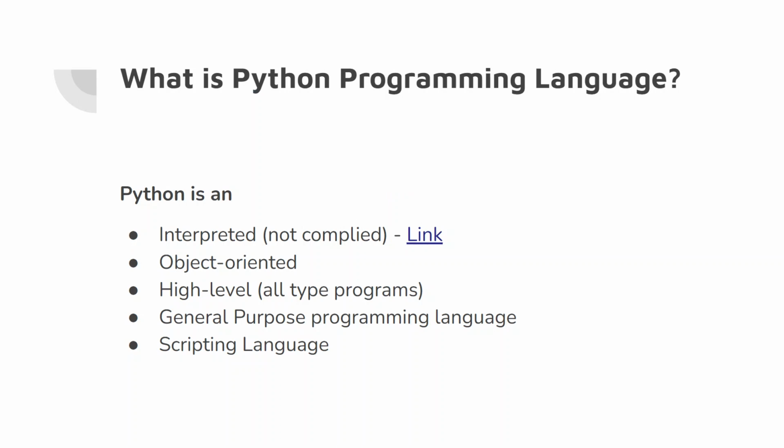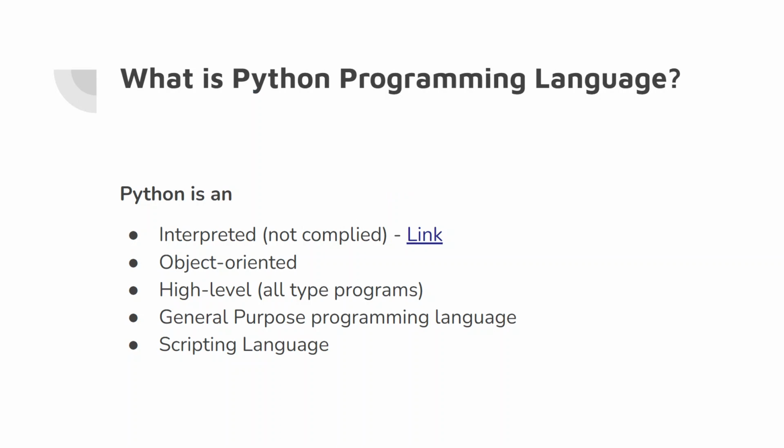So Python is an interpreted programming language. Interpreted means not compiled. So C or C++, when we run the program, they first compile and then they show the results. Python interprets it. Java also does the same.